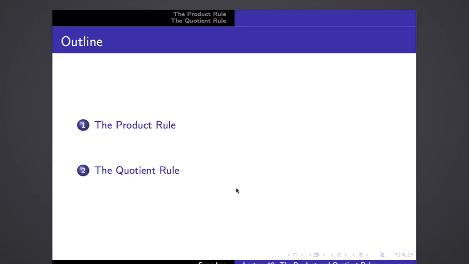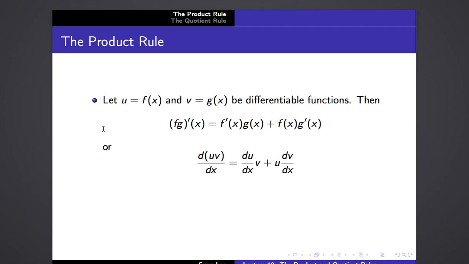First, we talk about the product rule. Let u equal f of x and v equal g of x be differentiable functions. Then (f times g) prime of x is given by f prime of x times g of x plus f of x times g prime of x. Or in terms of Leibniz notation, we have the following formula, same thing, okay?